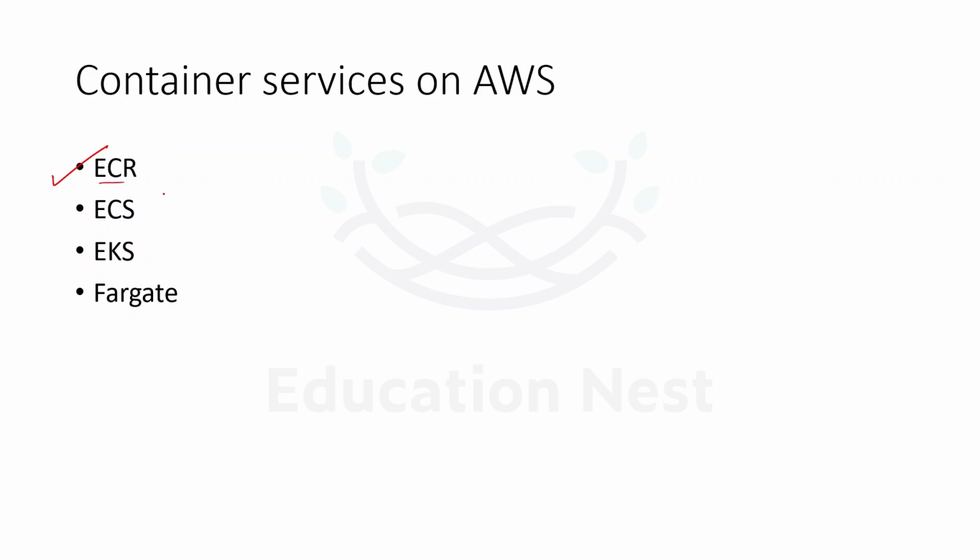Apart from ECR, what other registry do we have? We have Docker Hub as well, right? But this is native to AWS. Then we'll be talking about ECS, that is Elastic Container Service on AWS. Then we would be talking about EKS, that is Elastic Kubernetes Service on AWS. And lastly, we would be talking about Fargate.